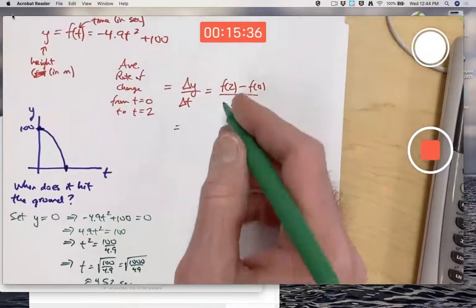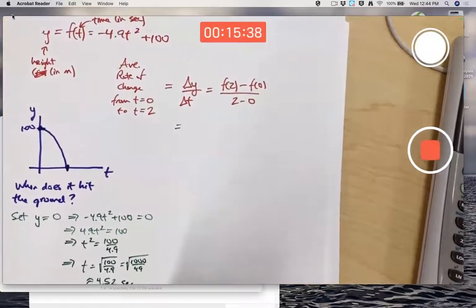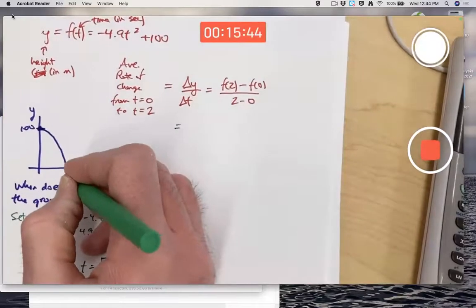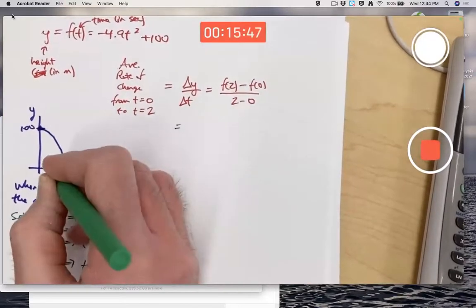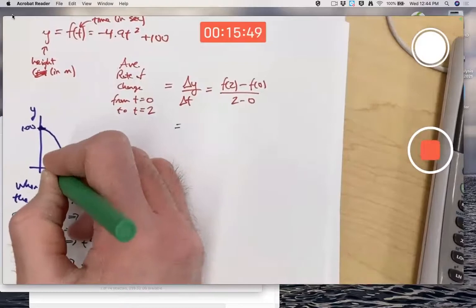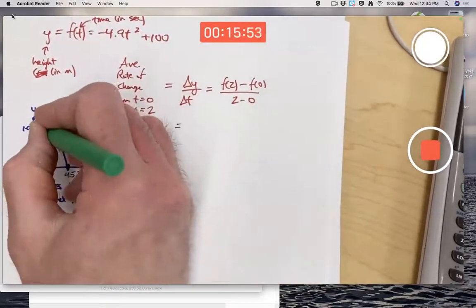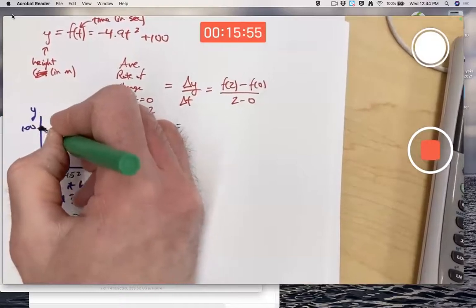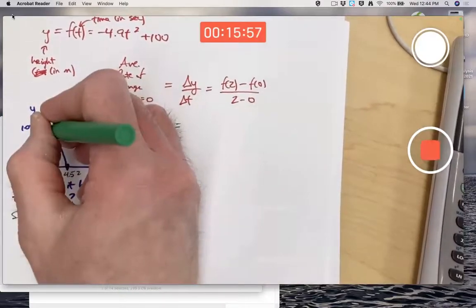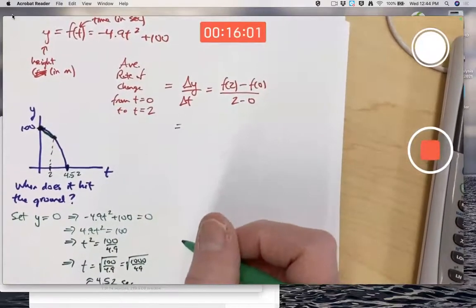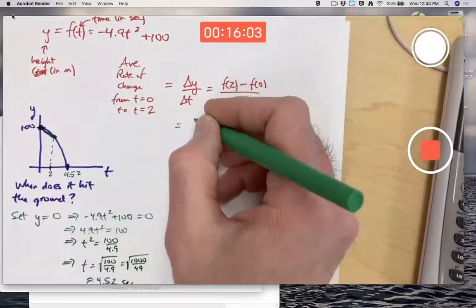And what should I expect for this answer? Do you think it's going to be positive or negative or zero? It's going to be negative. This is about 4.5, and 2 is right around there. This is going to be the slope of a secant line connecting 2 points on the purple graph, a straight line connecting them. The slope of that line is negative. We should get a negative answer here.